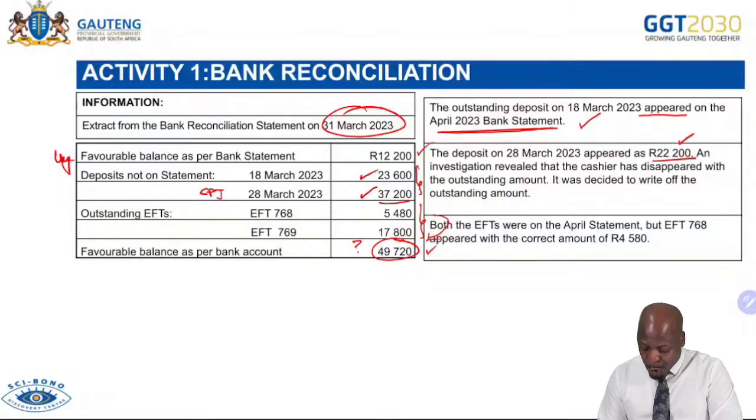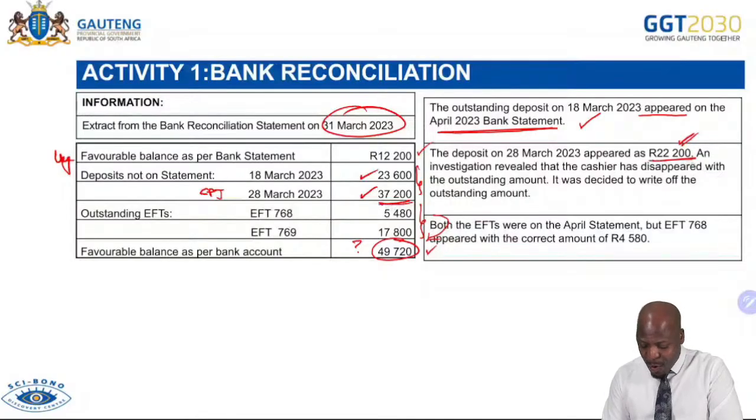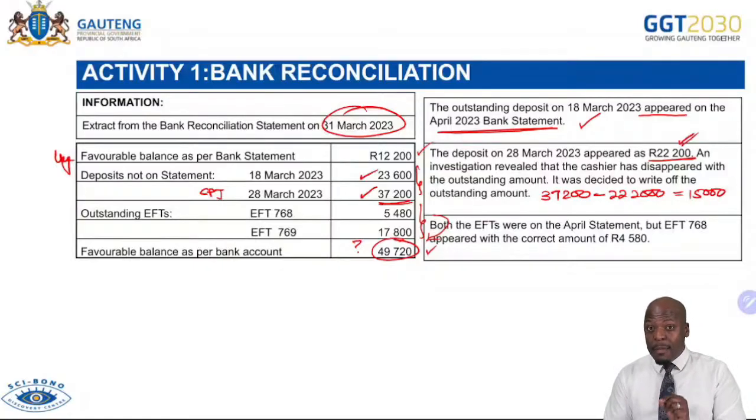Now, we are then being told it has now appeared. However, it has appeared as 22,200. So what we know is that in the CPJ, we have recorded 37,200. However, the amount must be 22,200 because the other amount must be written off. So we will now say that 37,200, which we had recorded, minus the amount that now appears in the bank statement, will give us a difference of 15,000. What this means is we have 15,000 that is not supposed to be there.